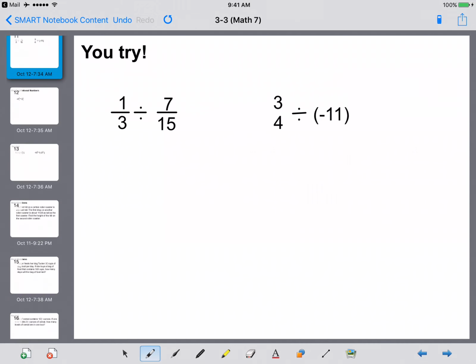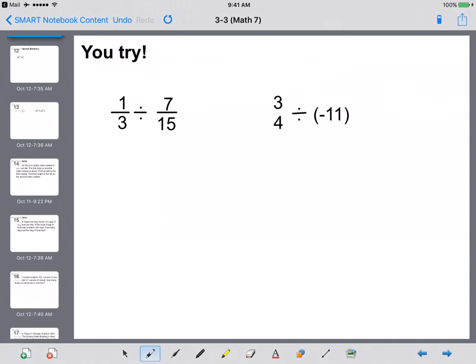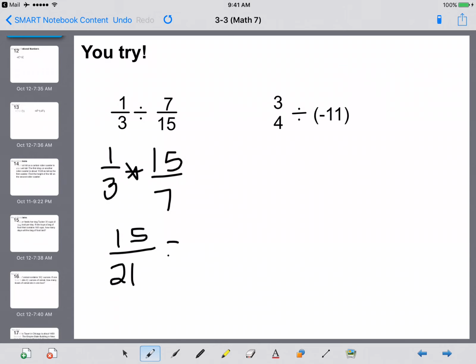So you try on these two and check back and see what you get. So we're stay, switch, flipping, and we end up with 15 over 21 because 7 times 3 is 21. We can divide each of these by 3, so 15 becomes 5 and 21 becomes 7. So your answer there is 5/7.